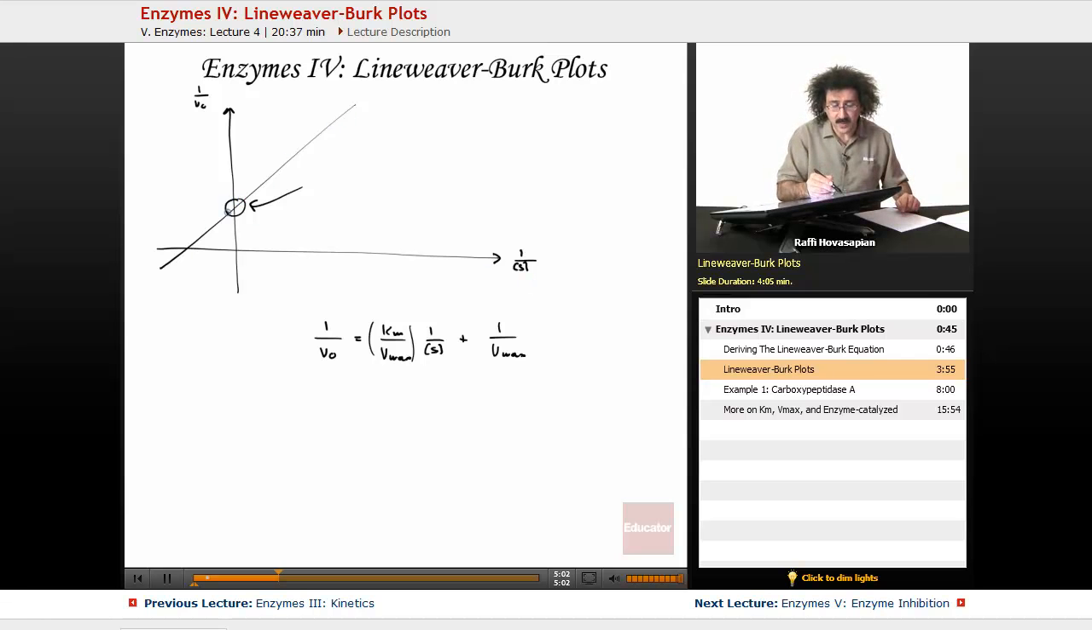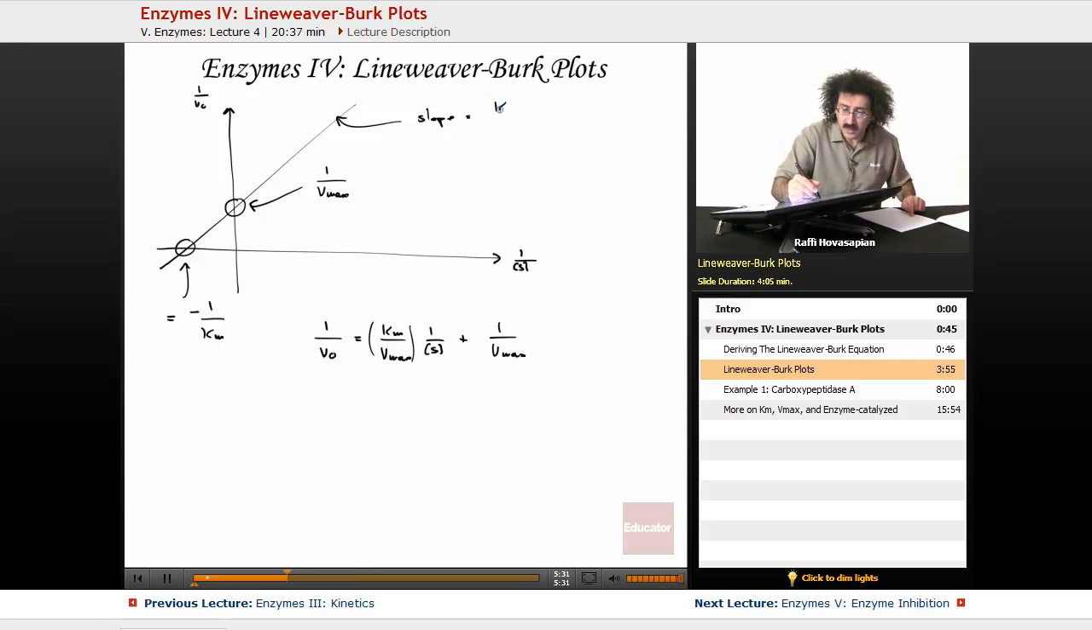Where it hits the y-axis, that's equal to 1 over Vmax. So you literally read this number, you set it equal to 1 over Vmax, you switch the two, you solve for Vmax. It's an analytical way of finding Vmax. Where it hits the x-axis here, this is equal to minus 1 over Km. And the slope of this equation is equal to Km over Vmax. And that's the slope. That's the y-intercept.